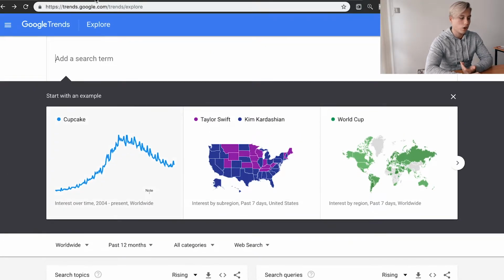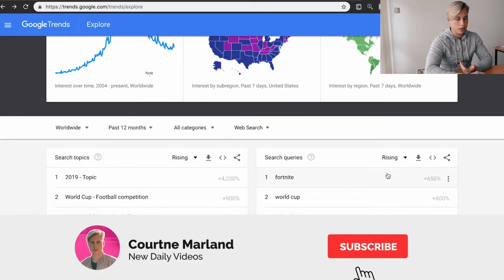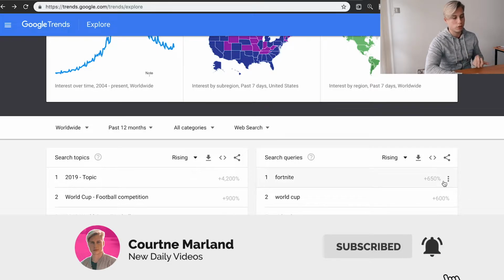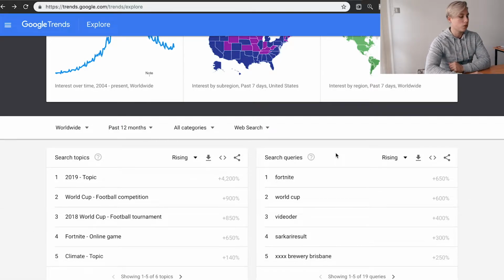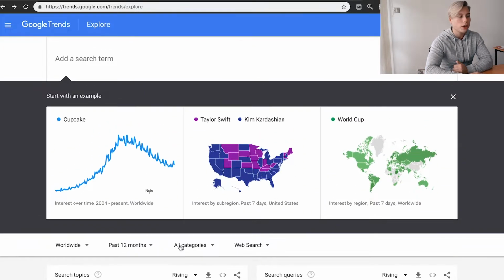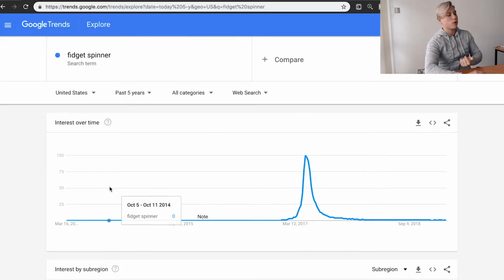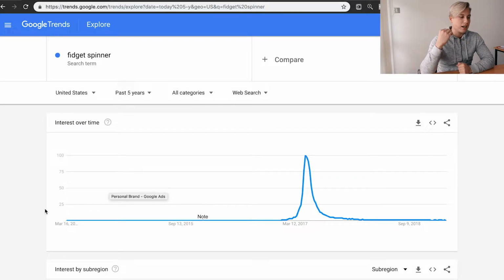Like here you can see obviously one of the biggest search terms is Fortnite in the past 12 months, which makes sense. You can see the World Cup, which also happened in the past 12 months, also searched up. So a lot of this stuff you would expect just based on what's happening in the world. Now in the previous video I did show you a few, but now let's get into the ecom side of things. I think the most notorious e-commerce product is the fidget spinner.